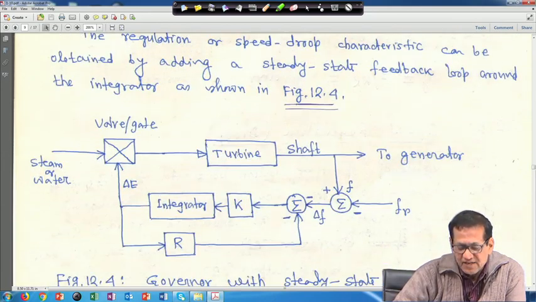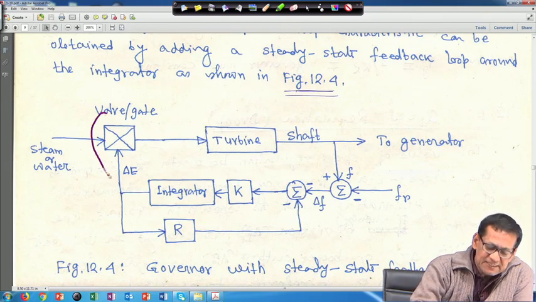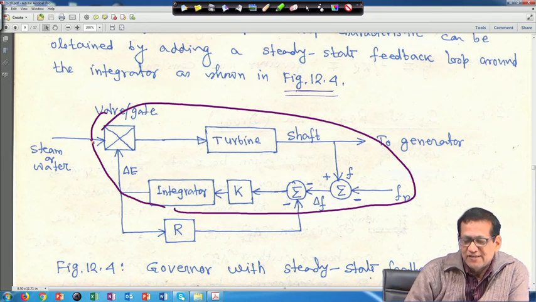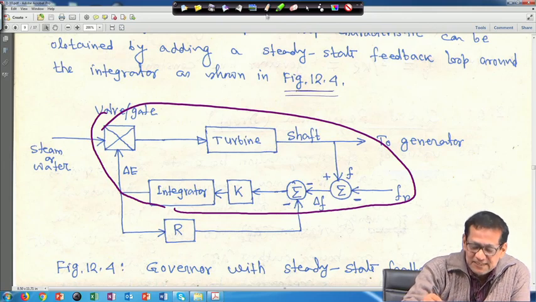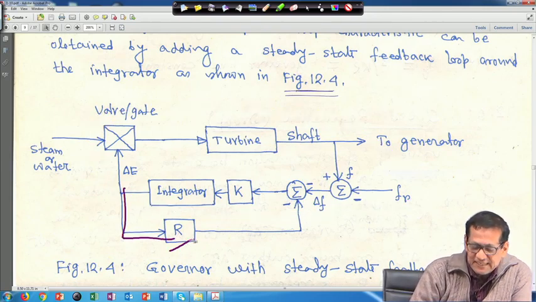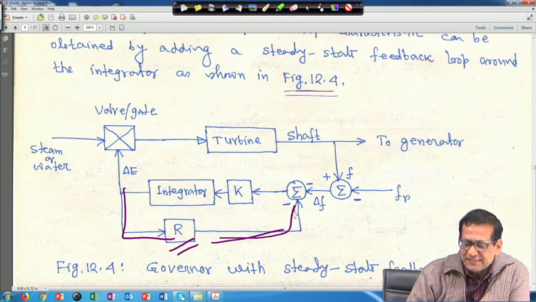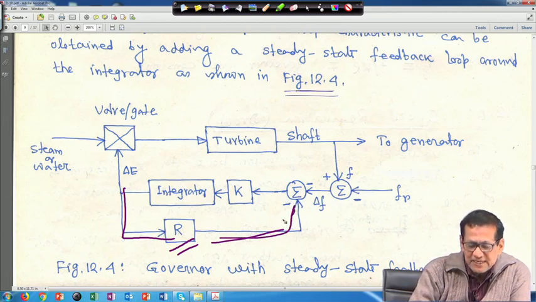Earlier, for the isochronous governor, everything was there, this part was there, right. But to make this work, you have to add a steady state feedback loop around the integrator. That means this feedback is taken, and this R is sometimes called the speed droop parameter or regulation parameter, right, and this feedback is given here. So that means the whole governor portion is this much.